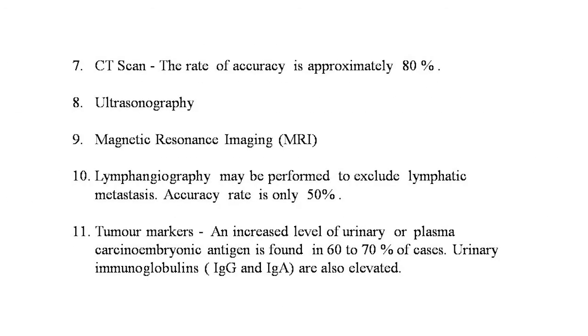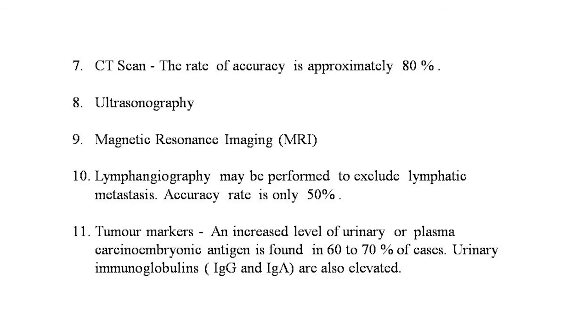The next investigation is the CT scan. The rate of accuracy is approximately 80%. Ultrasonography, magnetic resonance imaging, that is MRI, and lymphangiography may be performed to exclude lymphatic metastasis. Accuracy rate is only 50%. Tumor markers: increased level of urinary or plasma carcinoembryonic antigen is found in 60 to 70% of the cases.